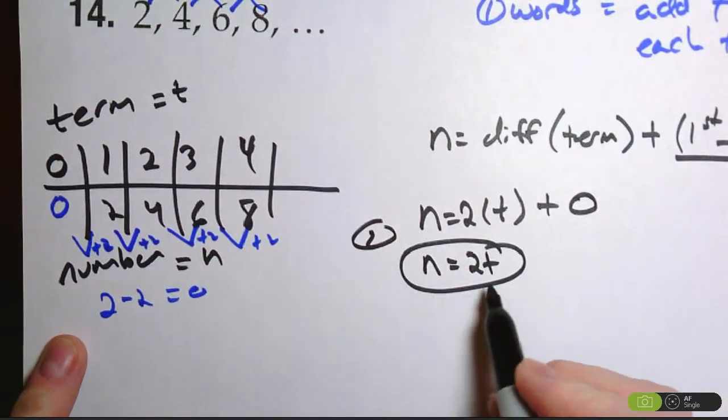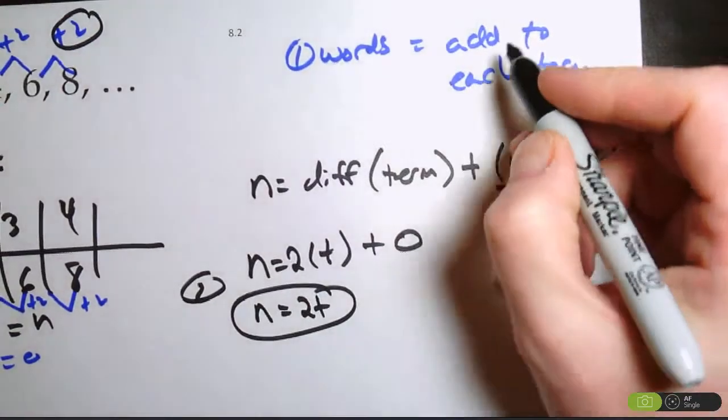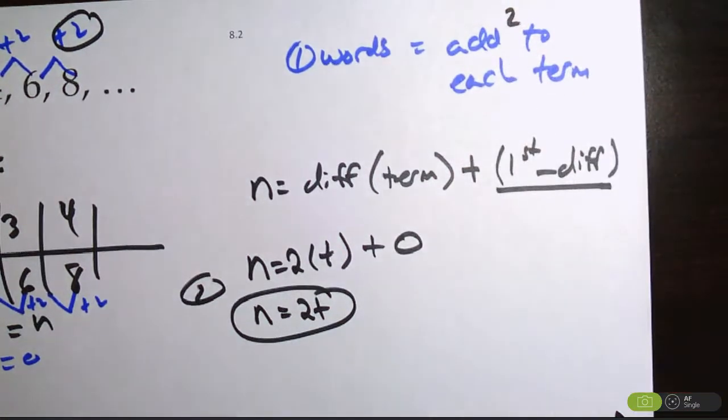So that's part 2. There's the rule for the sequence, or the formula. In words, we're just adding 2 to each term. Oh, I forgot to put the 2 up there. Adding 2 to each term.